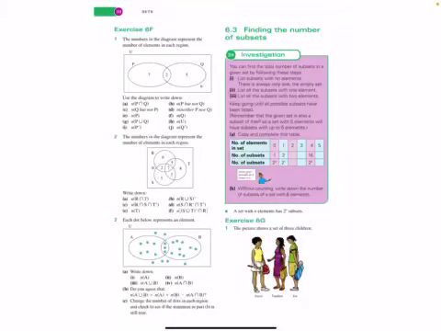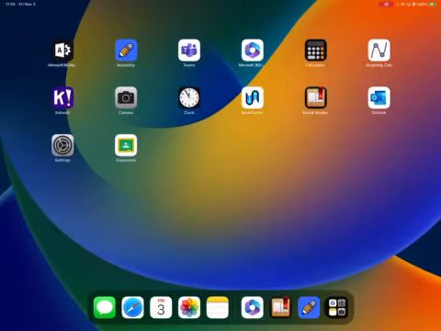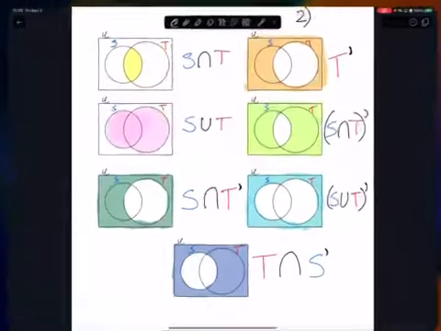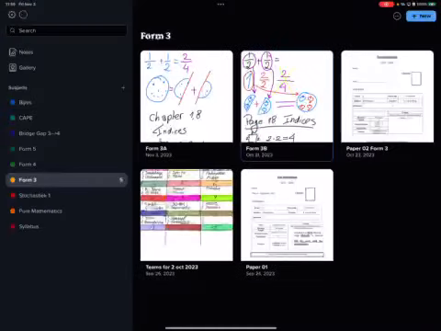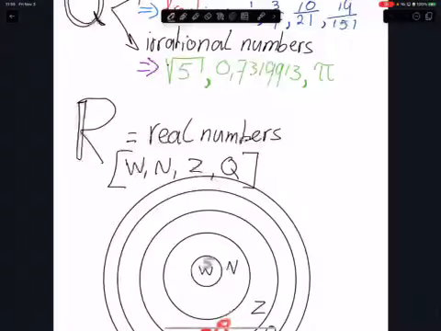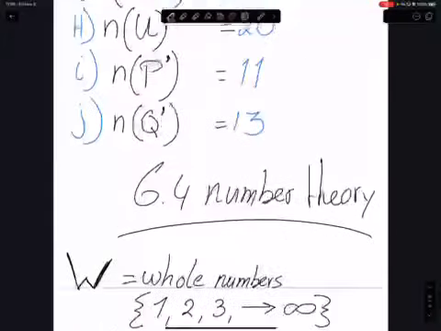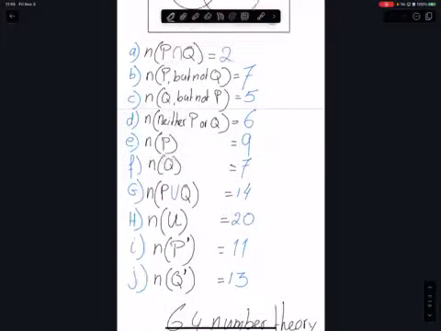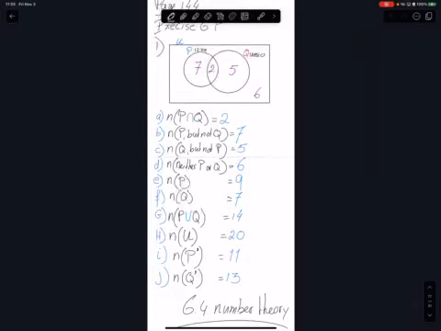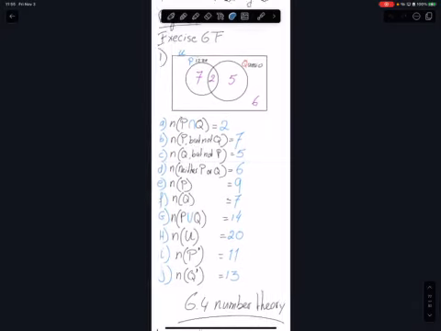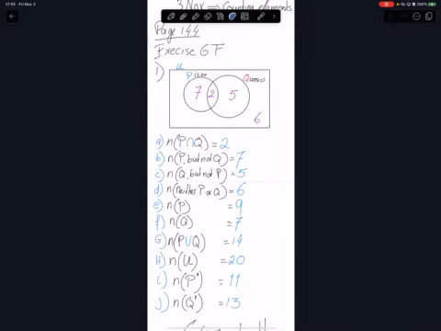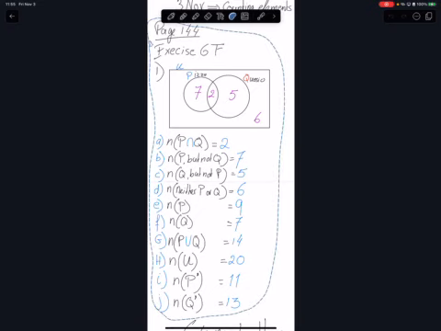6.3 talks, or 6.2 talks about counting the elements. Which I already did with the other class, so I will just copy paste it from that other class. Page 144, Exercise 6F.